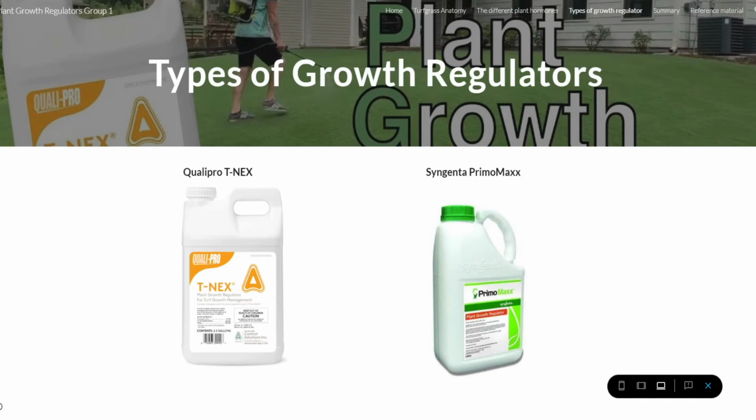gibberellic acid, a plant hormone that promotes cell elongation, as Ian mentioned on the last slide about the different plant hormones. It aims to reduce frequent mowing and the amount of grass clippings when used as directed, while promoting denser, healthier turf that is better able to withstand a variety of stresses including drought, heat, diseases, and traffic.